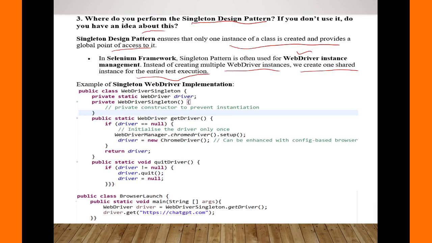See here in the example. For this, firstly we create a class. This one is a class, WebDriverSingleton. Then in this class we create a method. The method name is WebDriver getDriver, and in it we initialize our WebDriver. Initialize the driver only once. It can be enhanced with a configured browser.